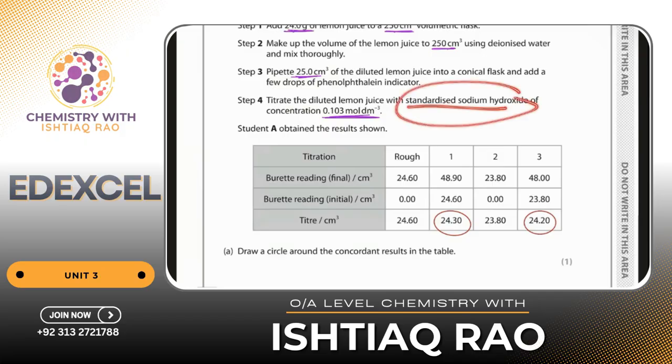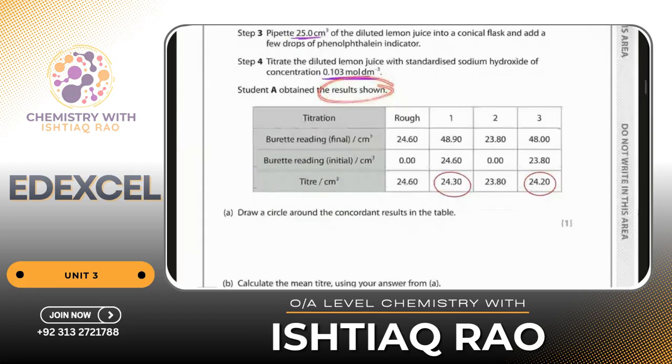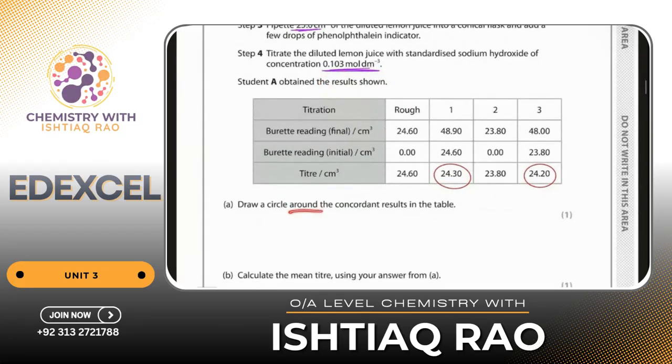Standardized sodium hydroxide means whose concentration is known. That is 0.103. Student A obtained the results shown. Draw a circle around the concordant results in the table. Of course, what are the concordant results? When the difference in the two values is minimum, around 0.1 or 0.2, that's going to be your concordant reading. So they are quite close to each other. So those are the concordant readings.